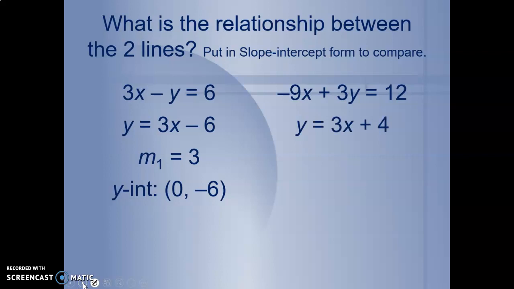Our slope for the line on the left is 3, and our slope for the line on the right is 3. Our y-intercept on the left is negative 6, and our y-intercept on the right is 4. As you can see, these have the same slopes and different y-intercepts, so they are parallel. If they had the same y-intercept, they would be the same line, or coinciding. But these have different y-intercepts and the same slope, so they are parallel.